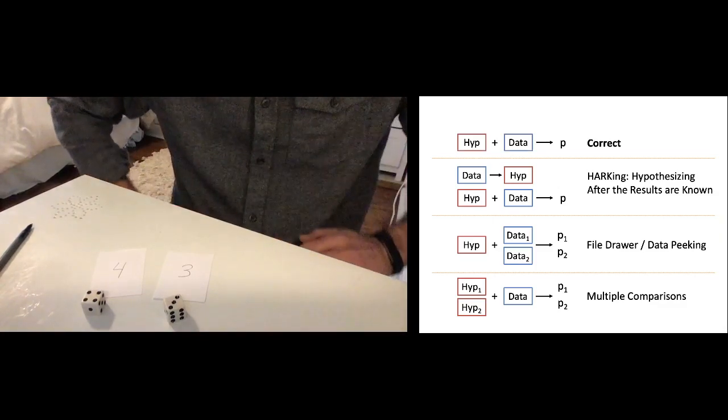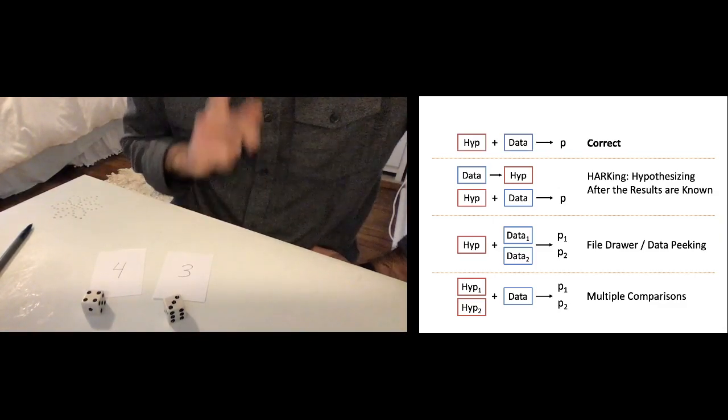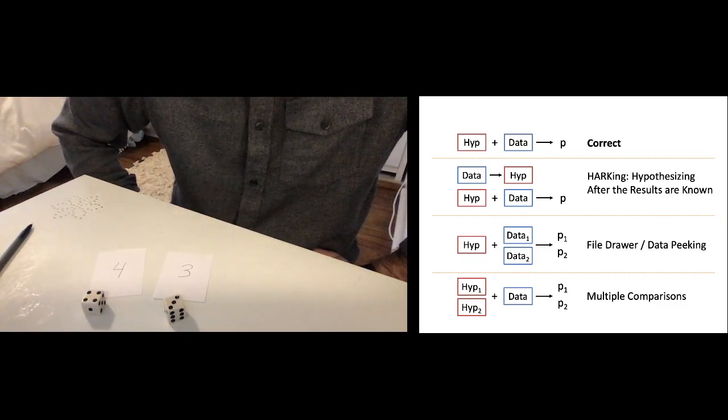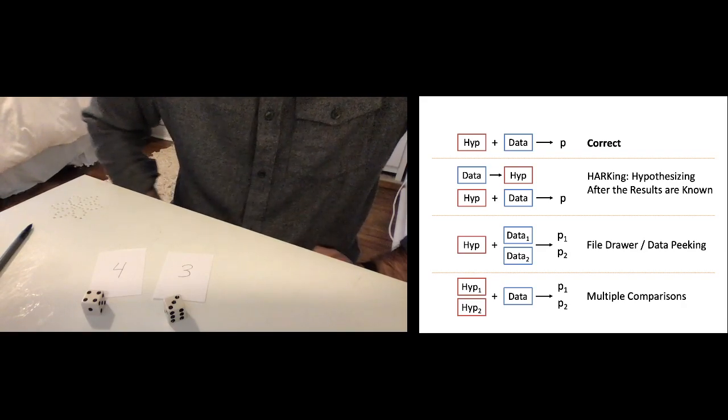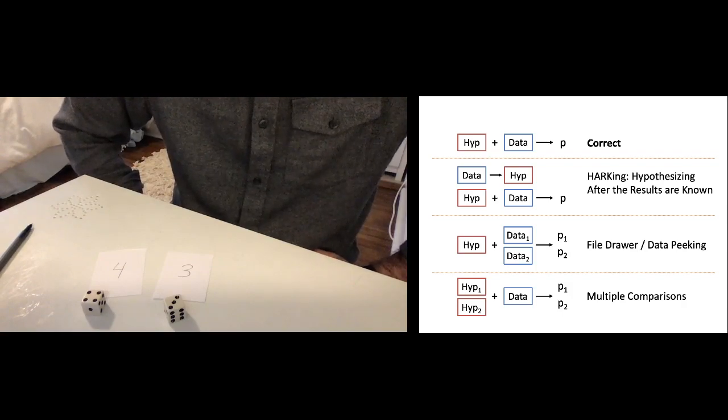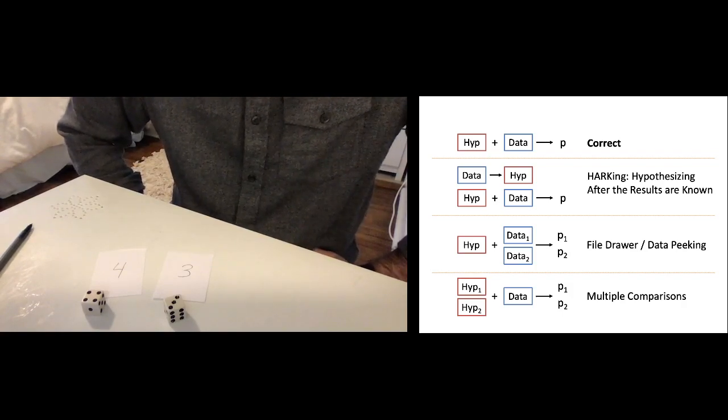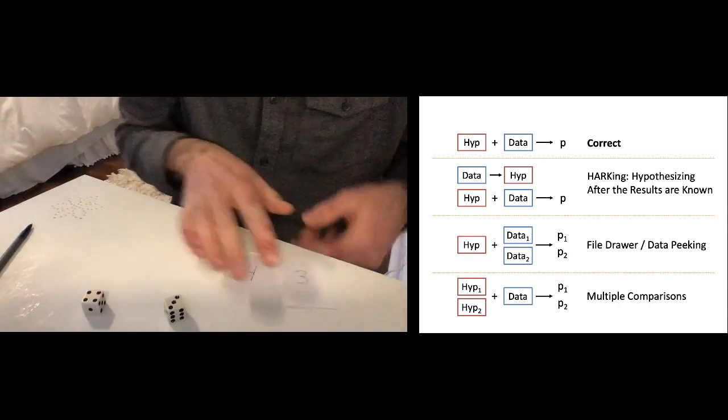So what we really want to be doing is a single hypothesis that we pick ahead of time that is not based on this data set. It could be based on other data in the past, but just not this one. We have a single hypothesis that we decide ahead of time. We collect one data set, and then we test our hypothesis against that data set. That's the way to get a valid p-value.